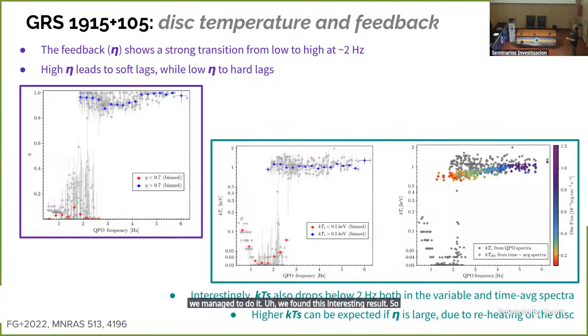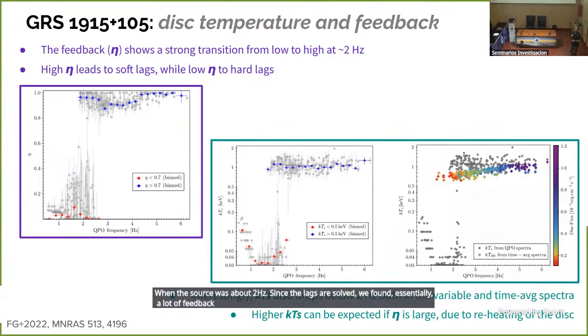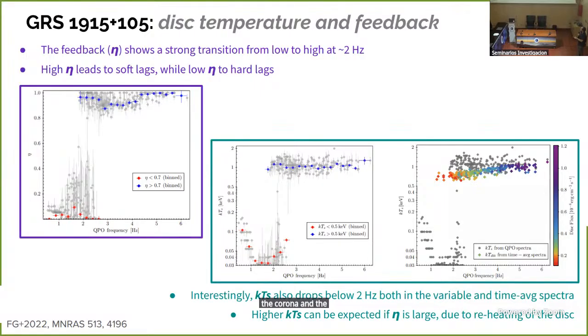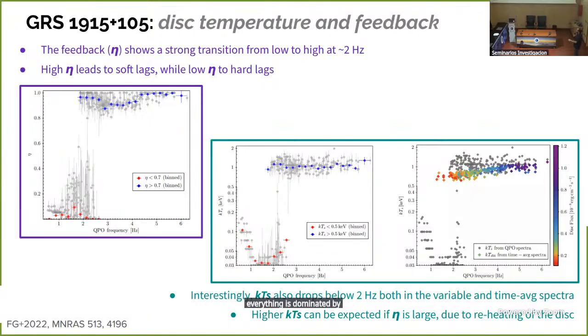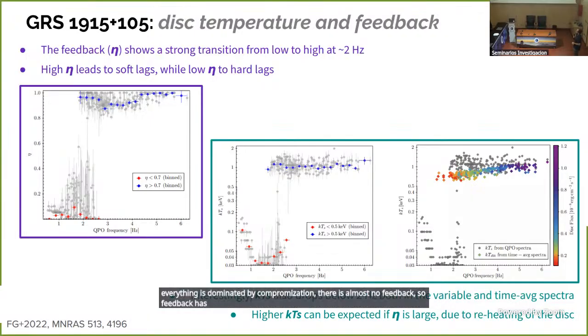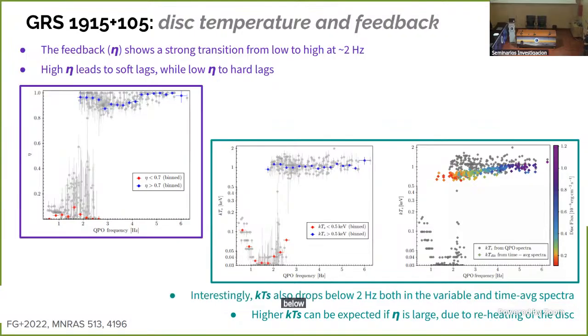So let's concentrate on the most important parameters. On the one side, the feedback fraction. Well, we found something that was somehow expected. When the source was above 2 Hertz, since the lags are soft, we found essentially a lot of feedback between the corona and the disk. While when we were below 2 Hertz, when the lags are hard, everything is dominated by Comptonization. There is almost no feedback. So feedback has to be below 30, 40%.